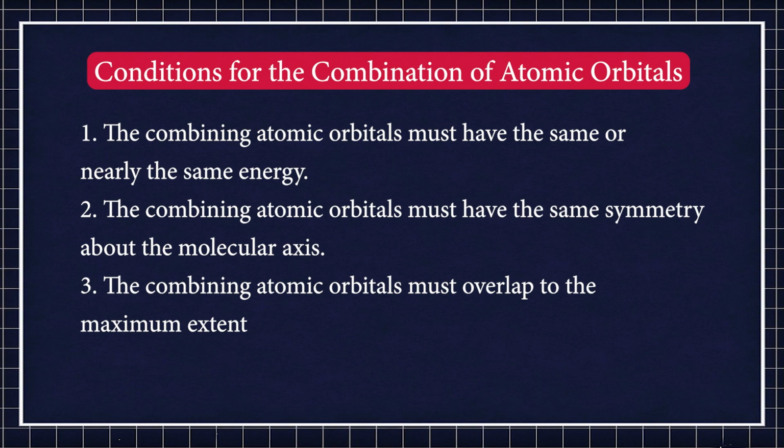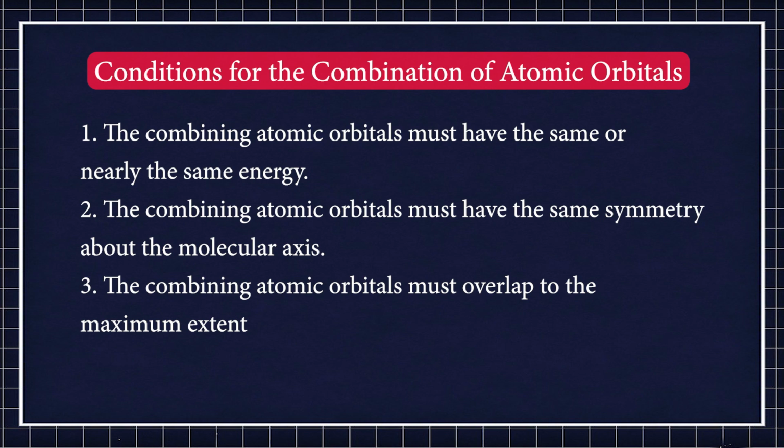Second point, the combining atomic orbitals must have the same symmetry about the molecular axis. By convention, z axis is taken as the molecular axis. It is important to note that atomic orbitals having same or nearly the same energy will not combine if they do not have the same symmetry. For example, 2pz orbital of one atom can combine with 2pz orbital of the other atom, but not with the 2px or 2py orbitals because of their different symmetries.